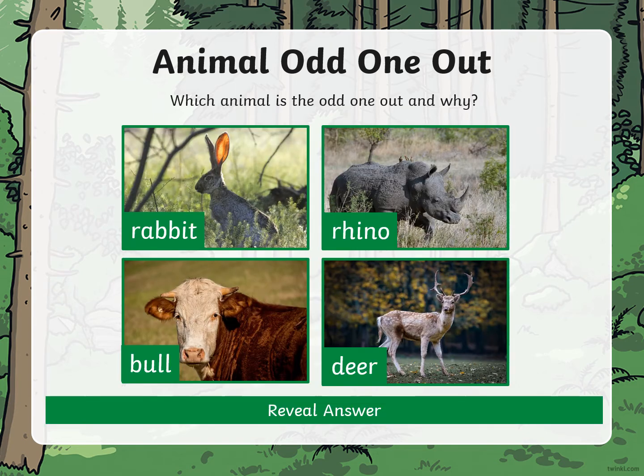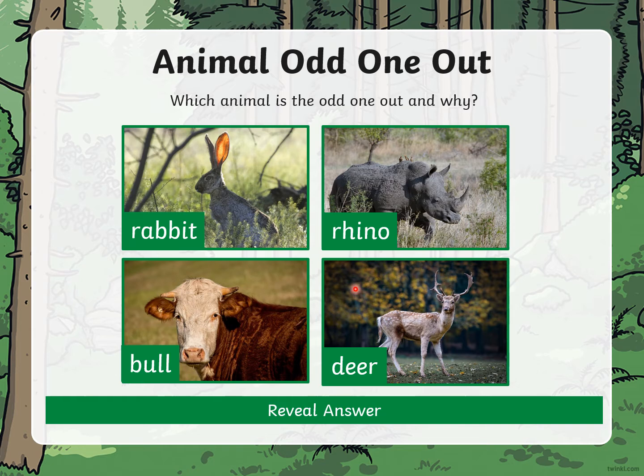Right, another one. I'm going to let you guys have a go at doing this one. Can you work out which animal is the odd one out and why? So I'll read you the names of the animals, though you probably know them. We have a rabbit, a rhino, a deer, and a bull. Right, you pause the video, have a think, have a chat with your adult or a friend. What do some of these animals have in common? What do they have that's the same? And what animals have something different? Think about their body parts. Pause the video.